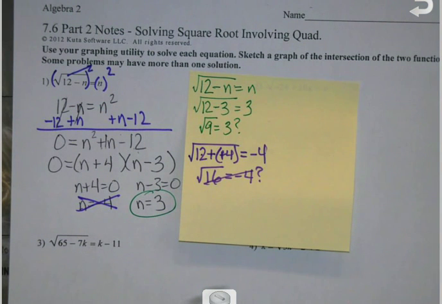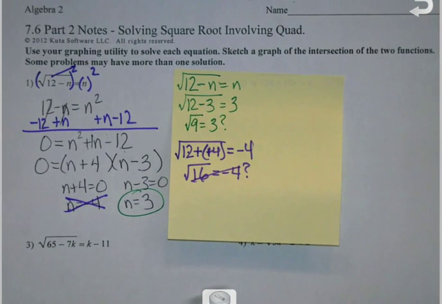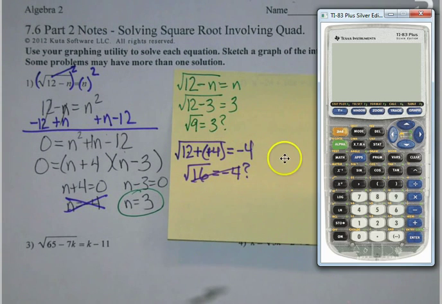Yesterday we used the words extraneous solution: an answer where I did all my work right, but it doesn't work. That's an extraneous solution. So you're like, okay, but you talked about the calculator. You haven't done any of that yet. Okay, so I'll quit wasting time here. We'll do the calculator part.